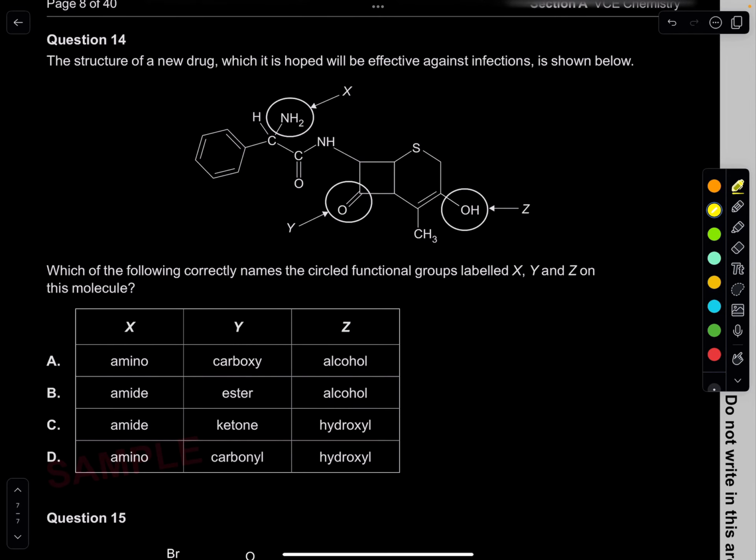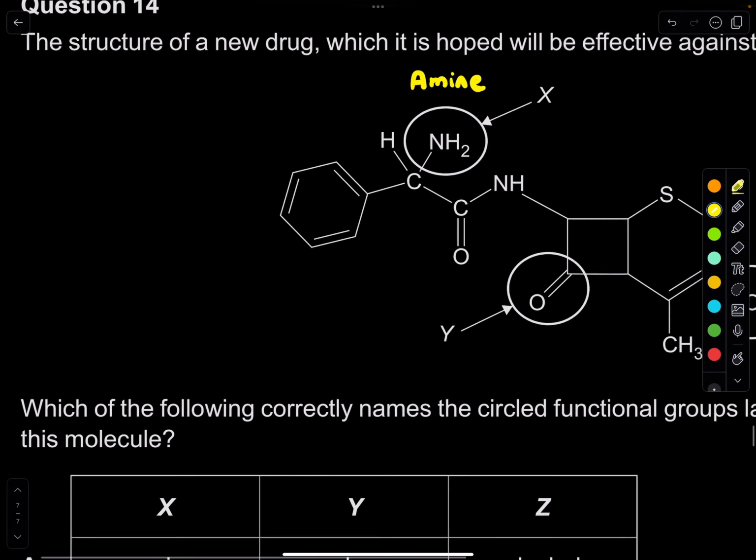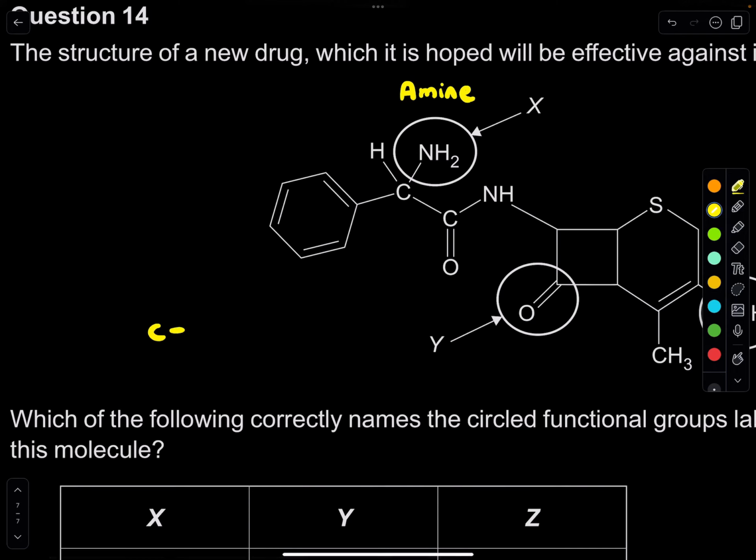14. The structure of a new drug, which is hoped will be effective against infection, is shown. Which of the following correctly names the circled functional groups labeled X, Y, and Z on this molecule? Okay, well, let's have a look at this circle. Beautiful, this is an amine. Remember what an amine looks like. It looks like this. So C, we have N, and we have H H.